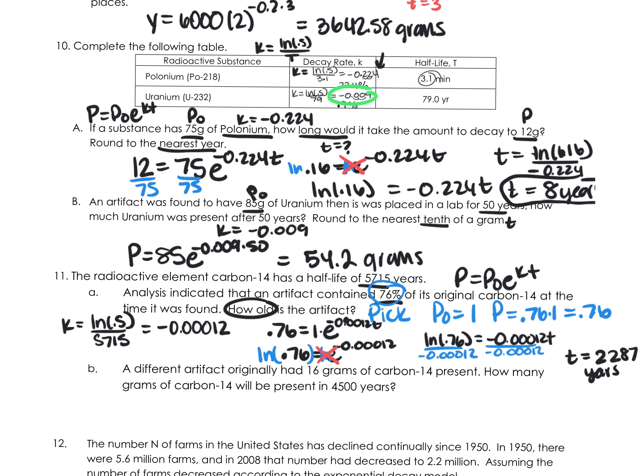Part B says a different artifact originally had 16 grams of carbon-14 present. How many grams of carbon-14 will be present in 4,500 years? So this is our time. This is now our starting amount, and we get to use the same K because it's still carbon-14. So we're looking for our ending amount. Our starting amount is 16. And we're going to see how it is after 4,500 years. So type that into your calculator, and you will get 9 grams.